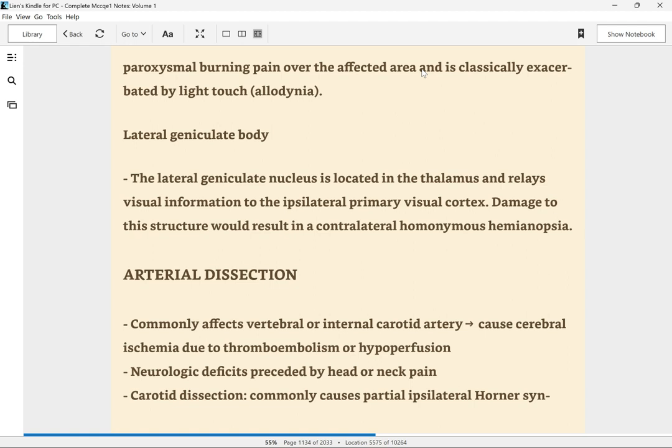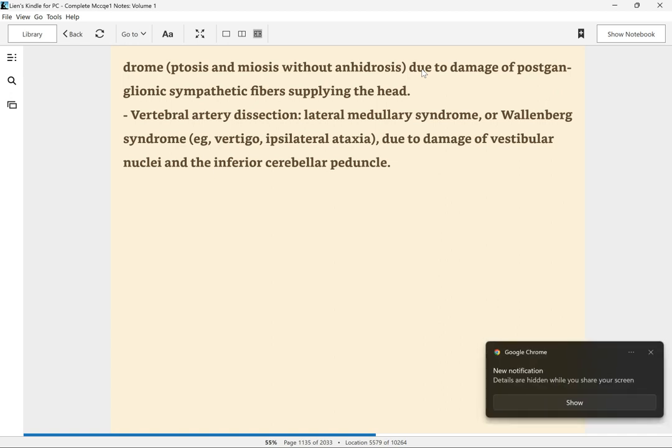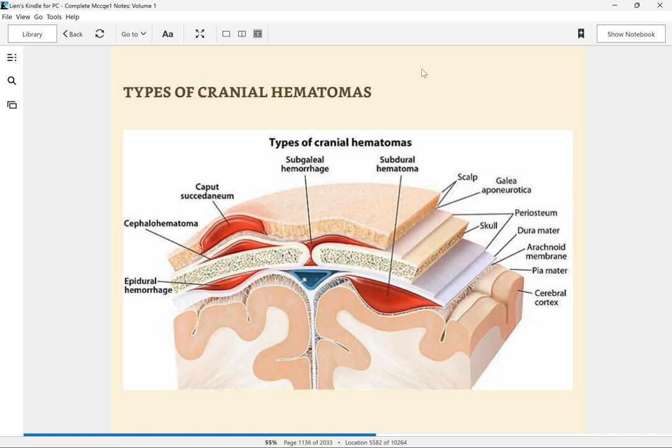Arterial dissection commonly affects the vertebral or internal carotid artery. It can cause cerebral ischemia due to thromboembolism or hypoperfusion, with neurologic deficits preceded by head or neck pain. Carotid dissection commonly causes partial ipsilateral Horner syndrome, ptosis and miosis without anhidrosis, due to damage of postganglionic sympathetic fibers supplying the head. Vertebral artery dissection causes lateral medullary syndrome, or Wallenberg syndrome, e.g., vertigo, ipsilateral ataxia, due to damage of vestibular nuclei and the inferior cerebellar peduncle.